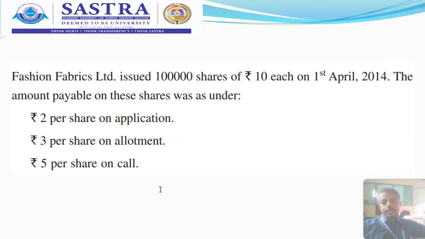Sometimes they give yet another twist, without giving the amount due per share on call, either on first and final call or on allotment. So here we can take only the balance figure out of the face value of the shares, which is given in the first line of Face and Fabrics Limited.